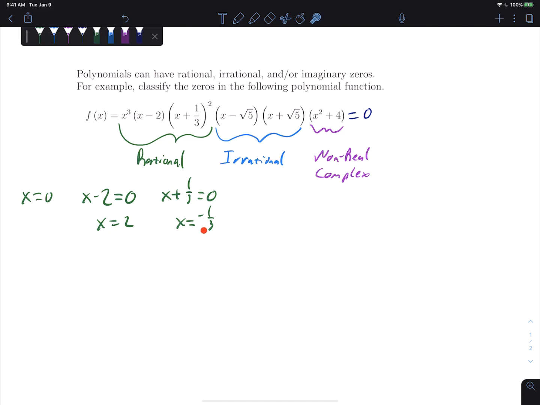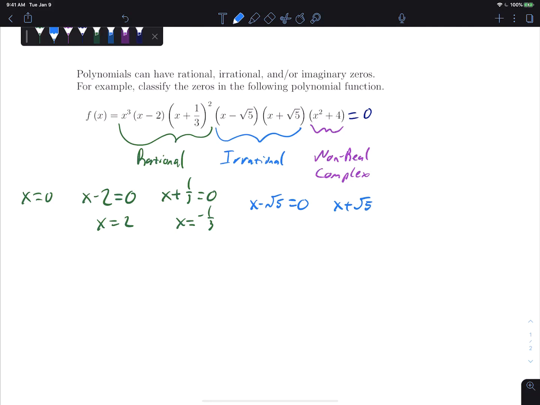Notice that 0, 2, and negative 1/3 are all rationals because they can all be written as fractions. Now 0, think of it as 0 over 1, 2 would be 2 over 1, and negative 1/3, of course, is already a fraction. That's the reason why these are considered rational zeros. Notice the form that we have these in: x plus a number, x minus a number, or just x minus 0 there, same thing.